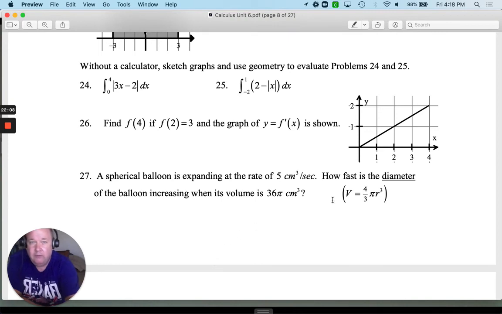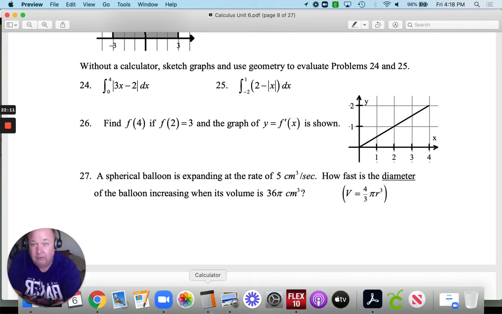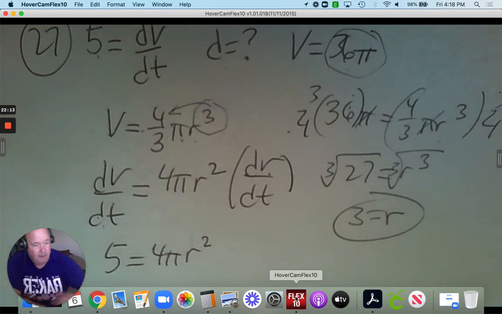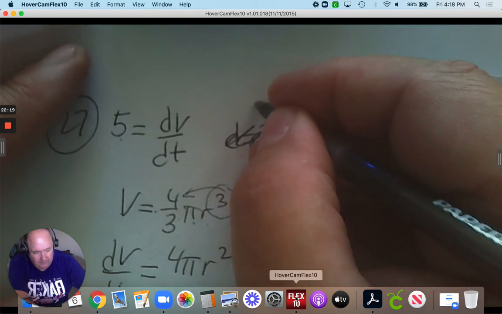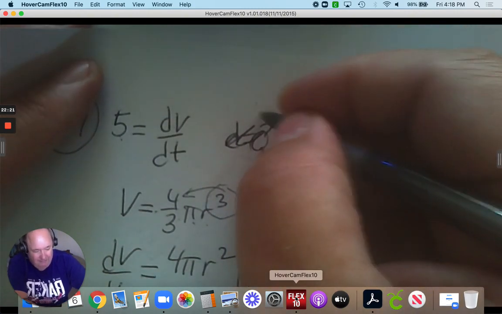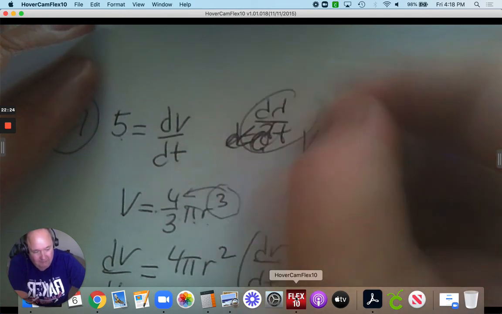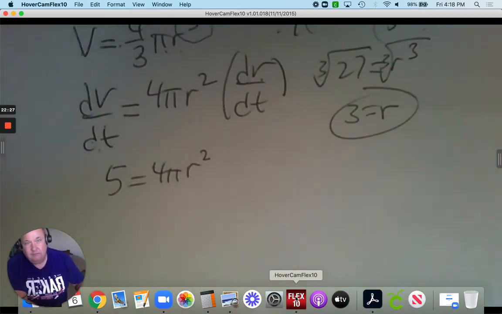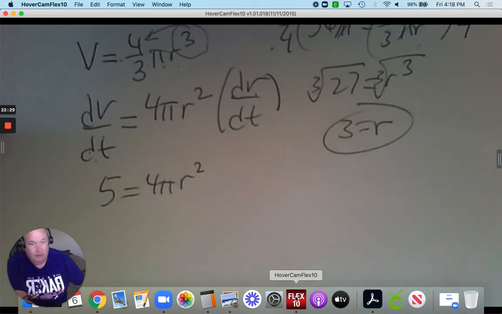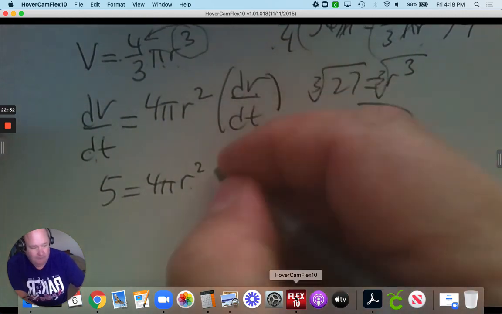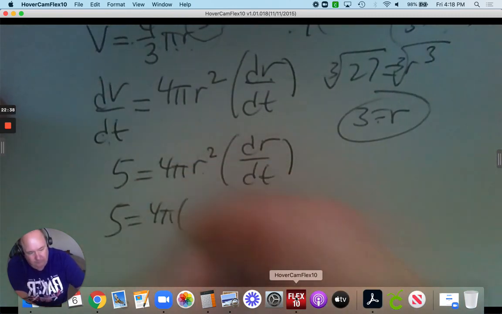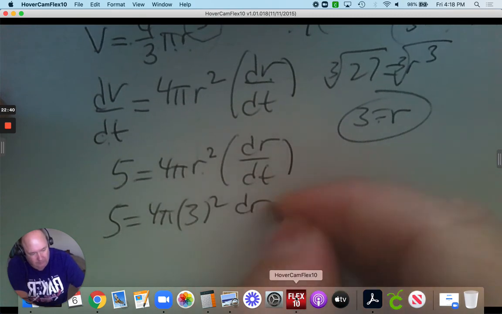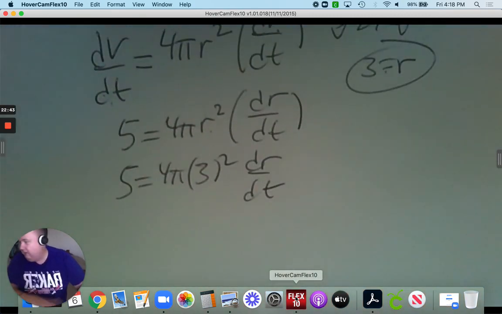The question is, how fast is the diameter of the balloon increasing? Got ya. So it wasn't diameter. What we were looking for was d by dt. I'm looking for the rate of the diameter. So I want to plug that in for r. I do not know the rate. So again, the radius is 3. I'm going to find the rate for the radius and then translate and just double it to be the rate for the diameter.